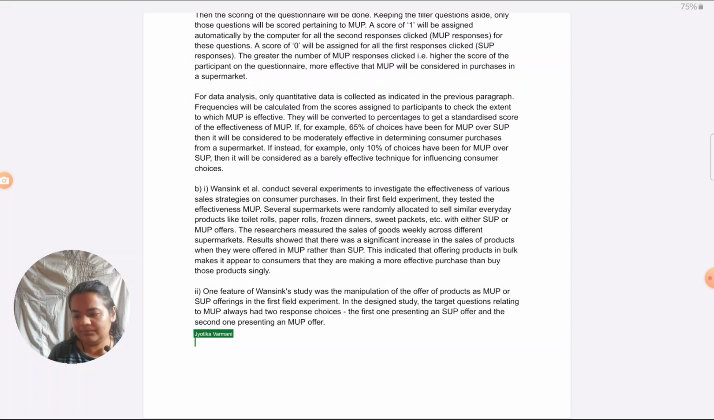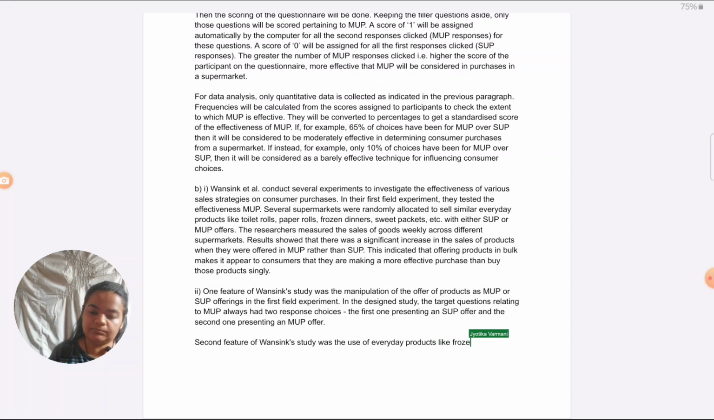Second feature of Vansing study was the use of everyday products. Like again, I can name a few of them. To execute the MUP SUP manipulation.